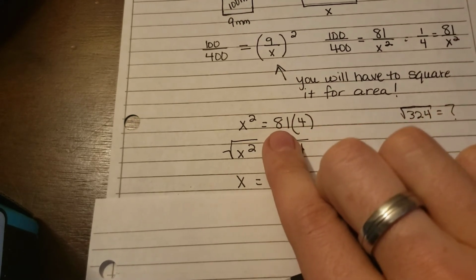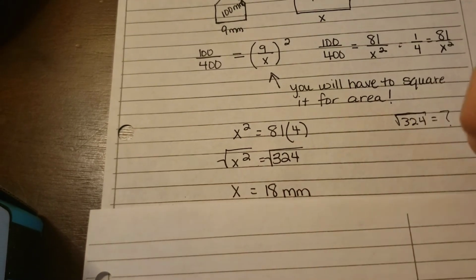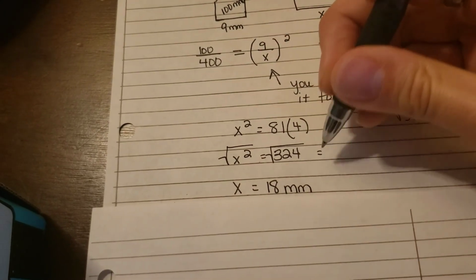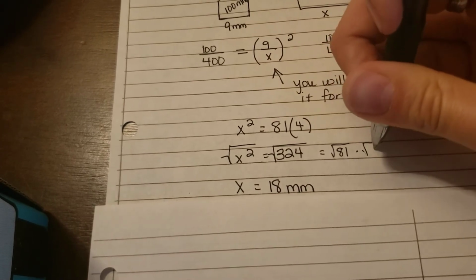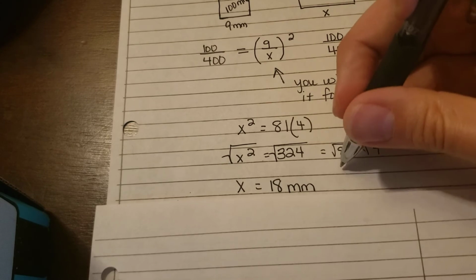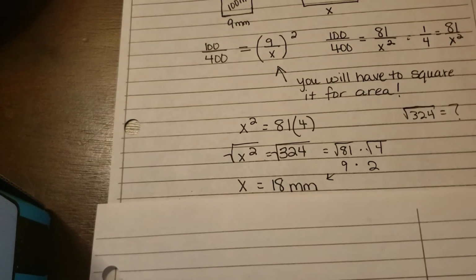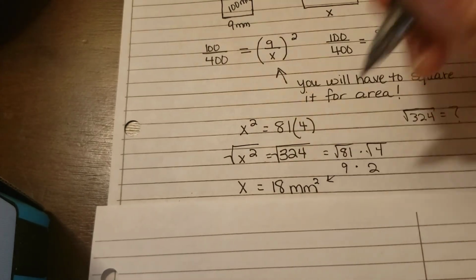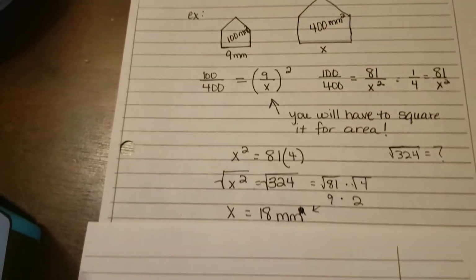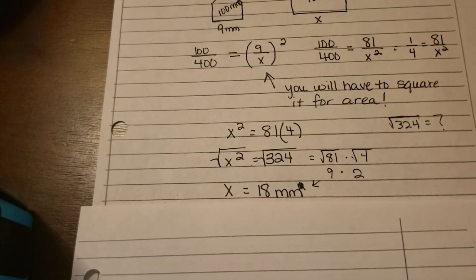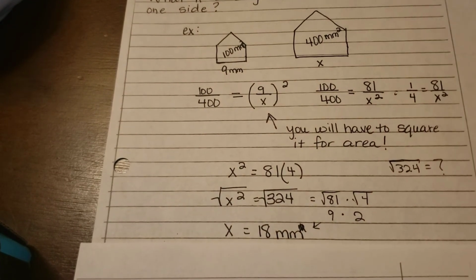The square root of 81 is 9. The square root of 4 is 2, equals the square root of 81 times the square root of 4, which is 9 times 2, which is 18. And that should be millimeters squared. Oh, no. It's not squared because it's the side. So this last side is 18 millimeters.